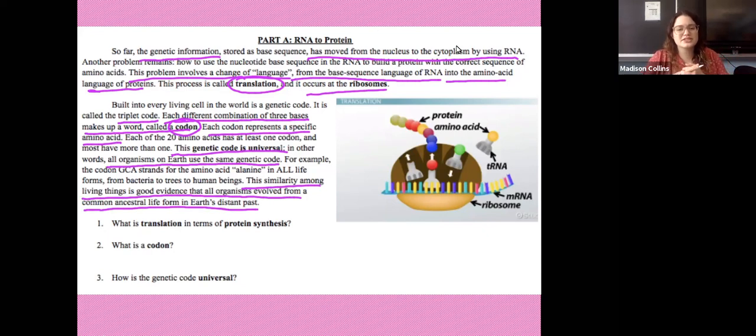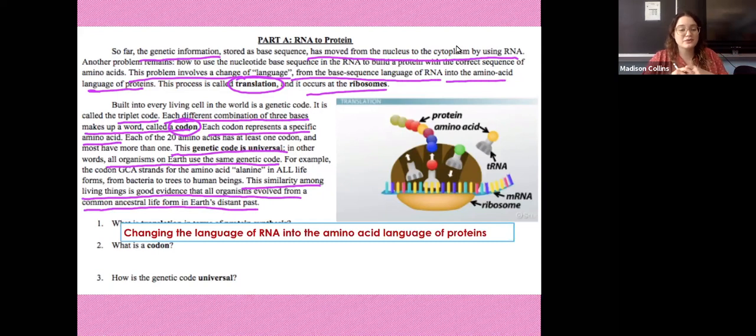So what is translation in terms of protein synthesis? Well, remember when we're translating something, we're interpreting it between different languages. So today we're going to be changing the language of RNA into the amino acid language of proteins.